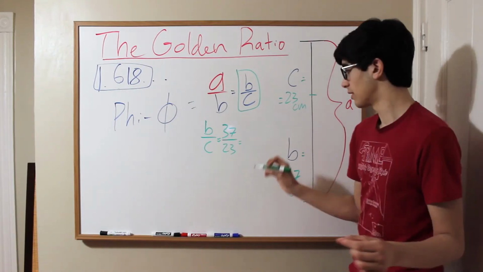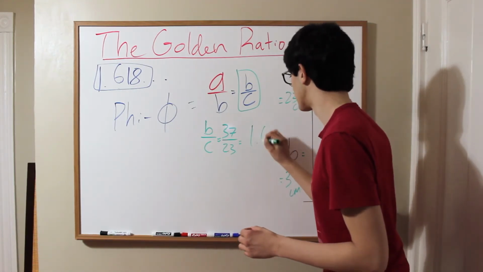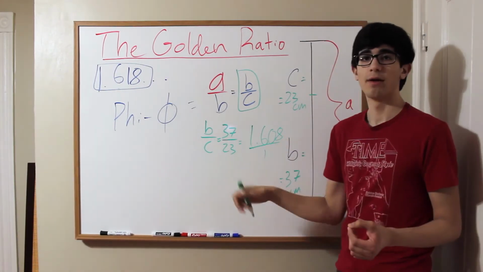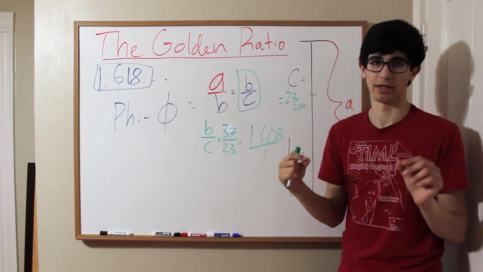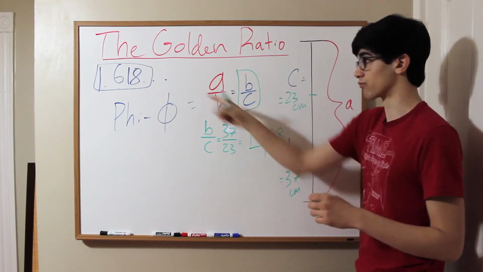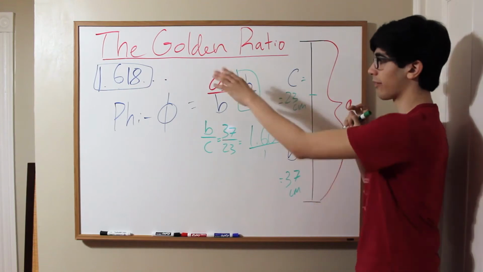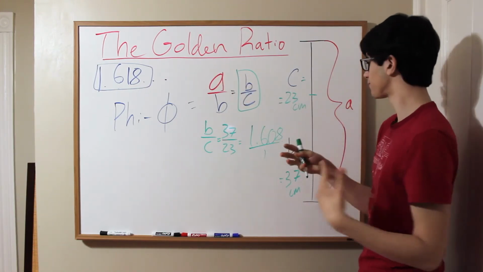37 divided by 23 is about 1.608. It's actually 1.608 over 1, but I'm just going to write the top part. That's the number I'm looking at. That's really close to 1.618. Well, what about our A over B? Let's confirm that they're about the same.